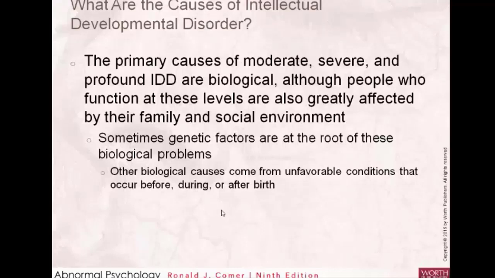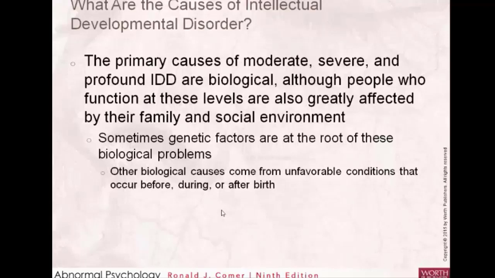So genetic causes, as I mentioned, like for example, Down syndrome, but there are several other genetic disorders. And in addition to genetic disorders, I think we briefly talked about fetal alcohol syndrome during the drug use lecture. So fetal alcohol syndrome is the most common preventable cause of intellectual disability. So obviously it's very important for a mother to refrain from using substances during pregnancy. Always check with the doctor before you use a substance during pregnancy of any kind.